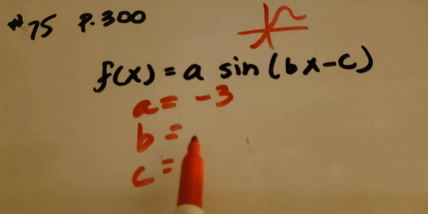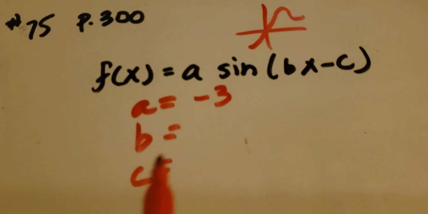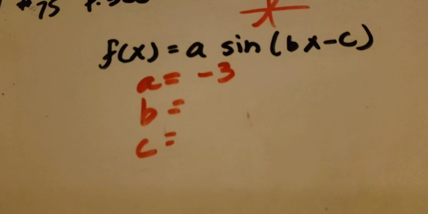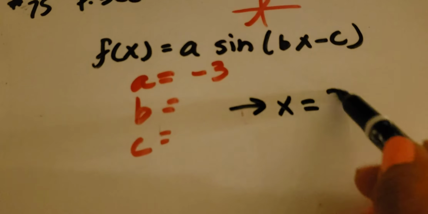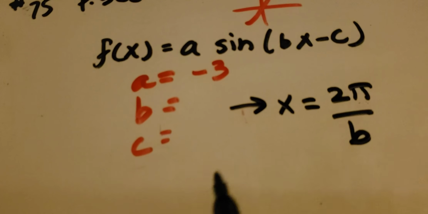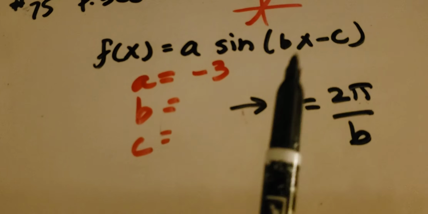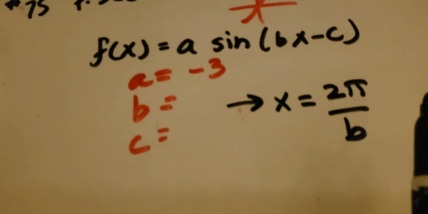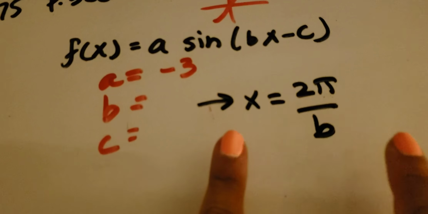Now let's go with b because I think that's going to be the little bit harder part, okay? So let me show you how to find b. To get your period, you can use x equals 2 pi over b. And if you look at the graph on page 300, number 75, it goes from negative 2 pi to 2 pi. But if you look, I believe they showed us 4 cycles. So I'm just going to look at the positive side from 0 to 2 pi.